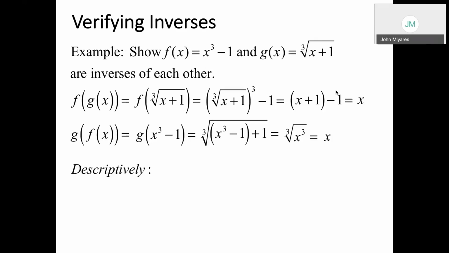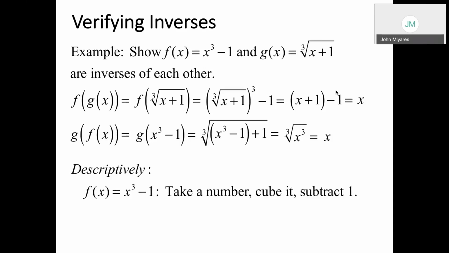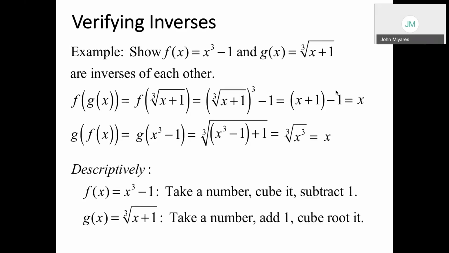Let's think about how we might try to reason this out using logic and verbal descriptions. f of x takes a number, cubes it, and then subtracts 1 from the result. g of x takes a number, adds 1 to it, then cube roots the result. If you were to take any number, plug it into one of the functions, then take the result and plug that back into the other function, you would get whatever number we started with.